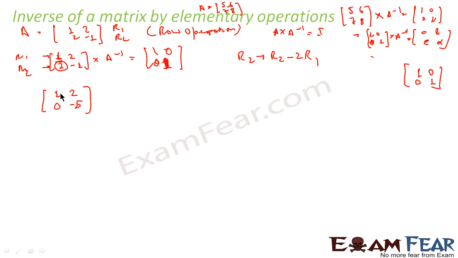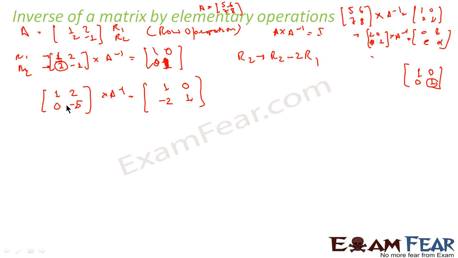So 1 2, 0 minus 5 into A inverse. Since I performed this on this side, I have to perform it on the other side also. R1 remains unchanged, R2 will change. This becomes 0 minus 2 into 1, that is minus 2. This becomes 1 minus 2 into 0, that is 1. This is done. Now the second step, this guy has to be 1.